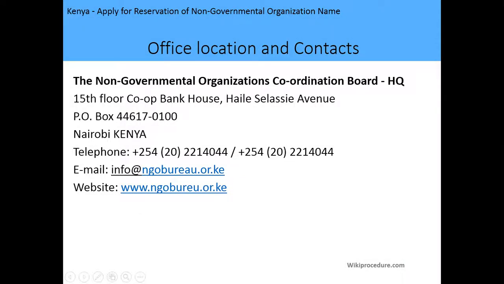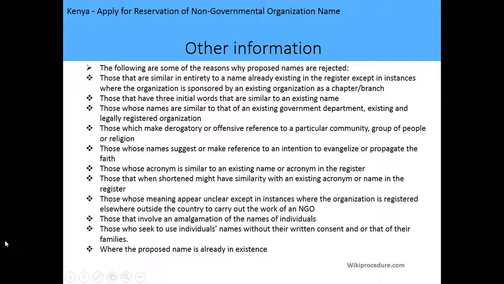For the office location and contact information: the Non-Governmental Organizations Coordination Board, the headquarters are at Cooperative Bank House, Haile Selassie Avenue. You can visit their website at ngo.or.ke. By visiting their website, you can get information about their regional offices, which they have many of. I cannot mention them all right here.